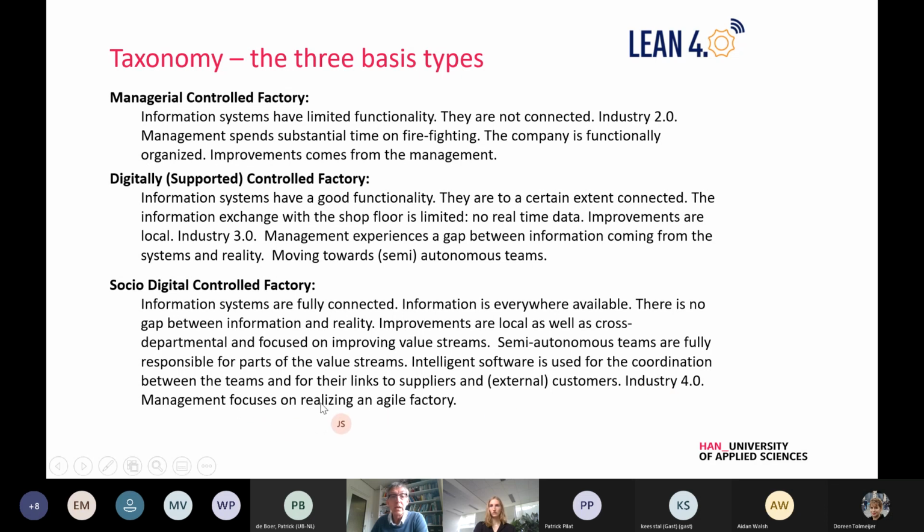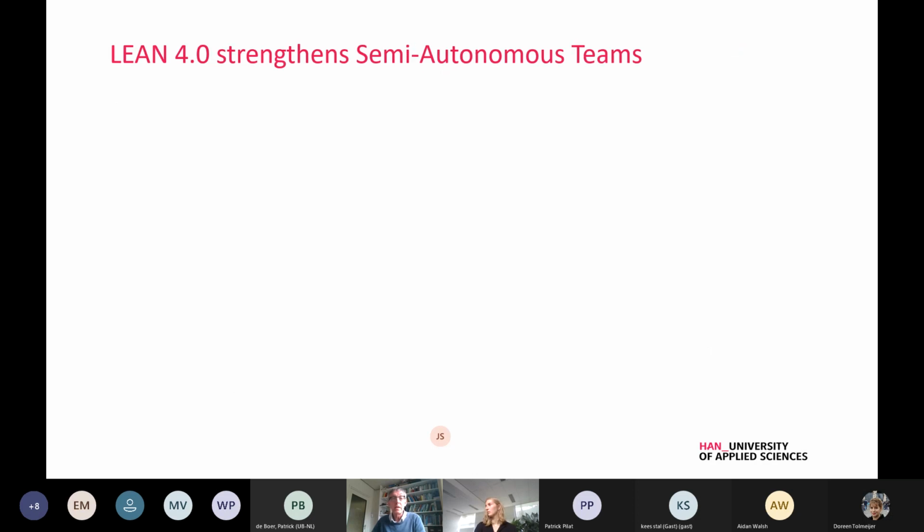Management focus on realizing an agile factory. So because flexibility and agility becomes more and more important. New technologies come, new customers come, and that asks a lot of attention. So managers focus on realizing an agile factory. Well, to strengthen this a little bit more, I've got some citations of managers from an earlier session.